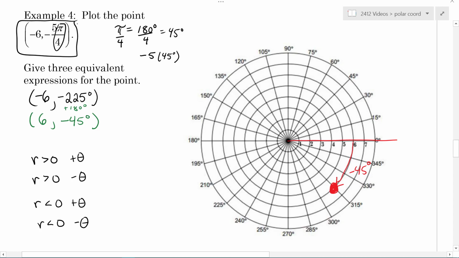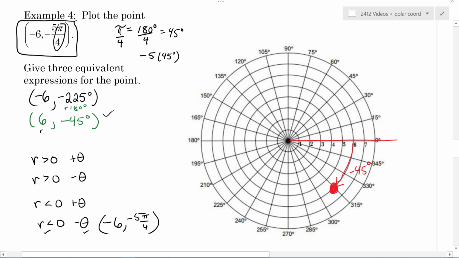So the point we just plotted, -6, -225, that was the original point that we were given. Let's put that into a category. That's a negative R value and a negative angle. So that's down here. I'm going to go ahead and write that in terms of radians. Okay, so that category is already taken care of. Now we need to come up with the other 3 equivalent expressions that represent that exact same point that we've already plotted.